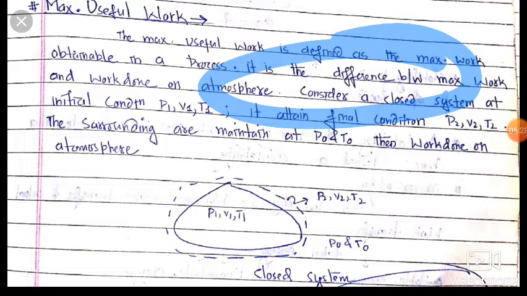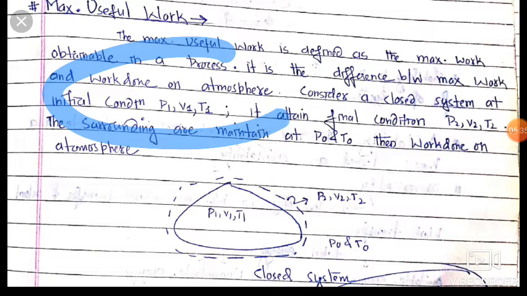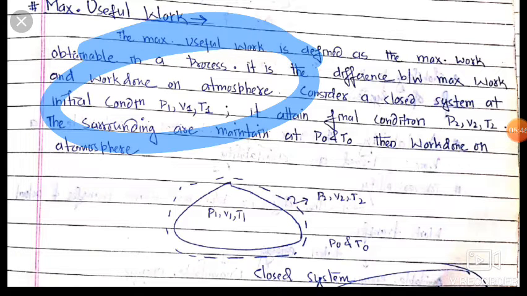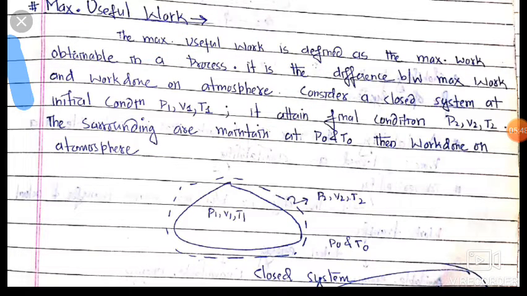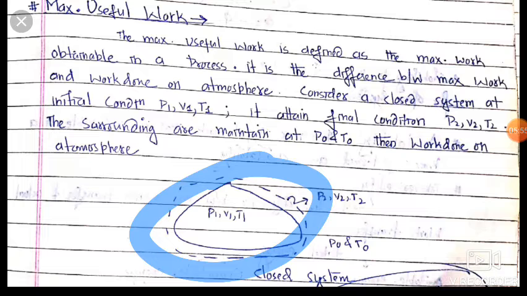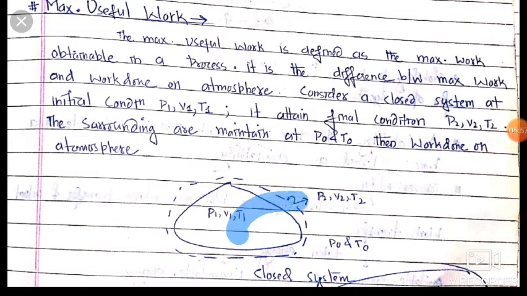Friends, if the efficiency is the maximum, then we will get maximum work. And we are doing work on the atmosphere due to its irreversibility. So if we take the difference between maximum work at maximum efficiency minus work done on atmosphere, we will get maximum useful work. Now friends, we are considering here a closed system. This is the closed system. There is only flow of energy, there is no mass flow.